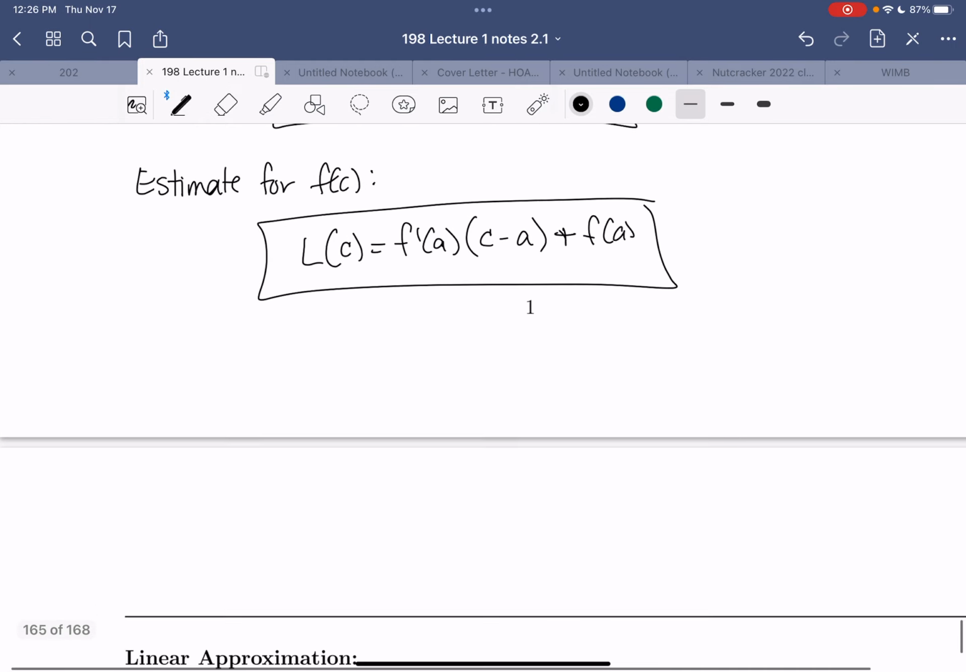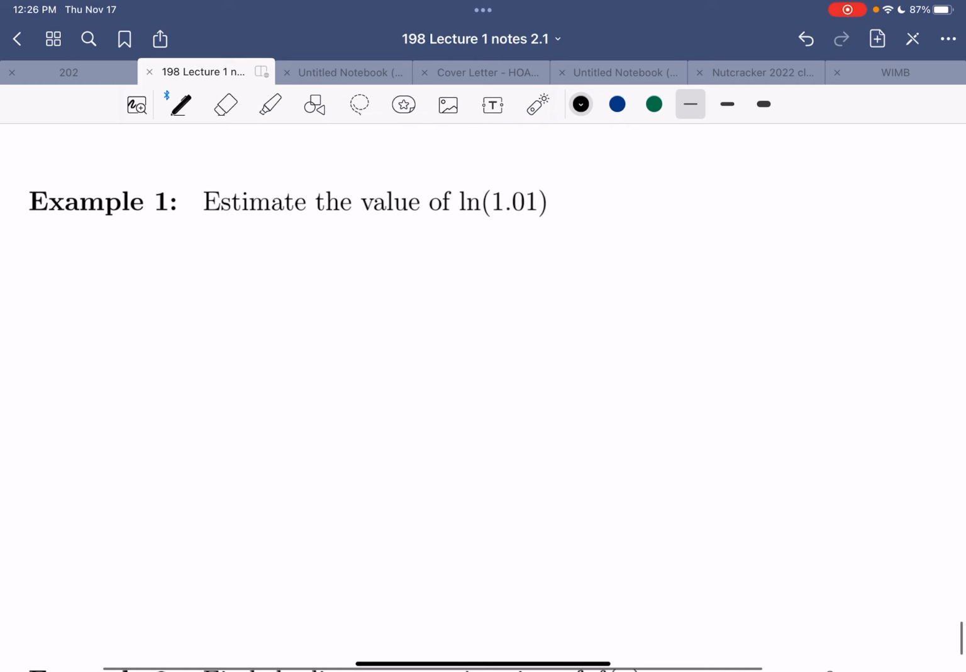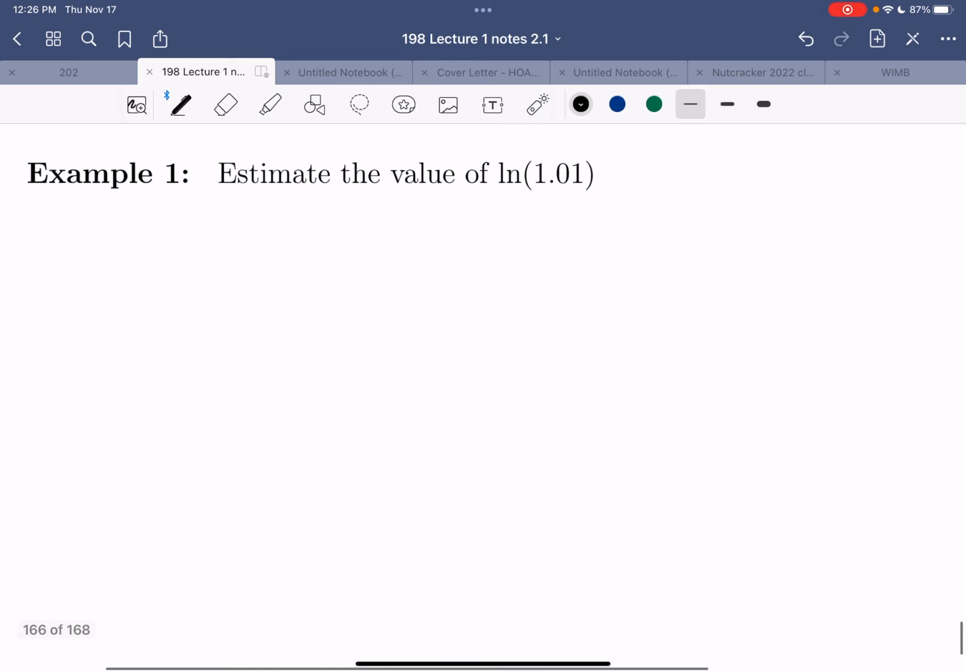And that's exactly what I stated down here in the definition for linear approximation. Okay, so these are the formulas that you need to move forward. So let's do another example of each one real quick. Let's estimate the value of the natural log of 1.01. This is really the second piece there where we're estimating a c.